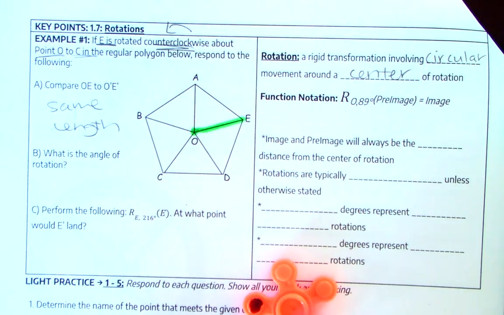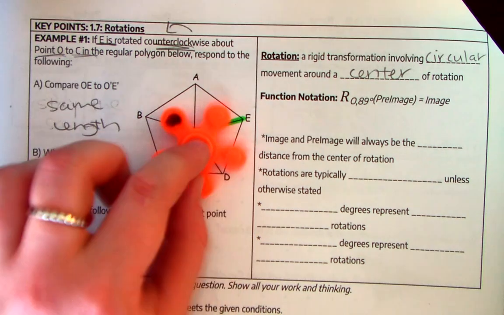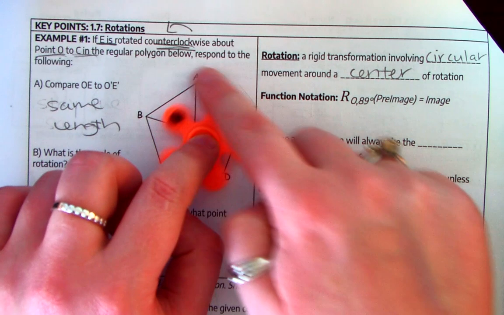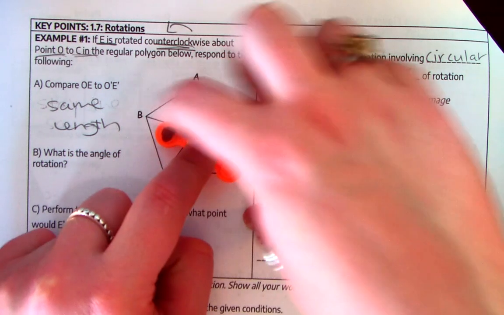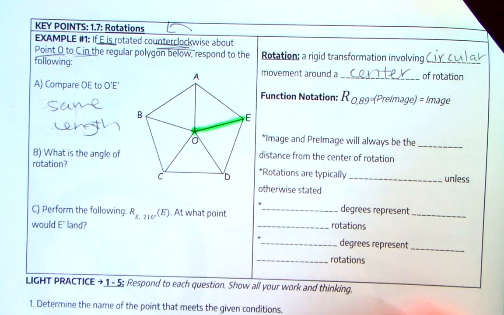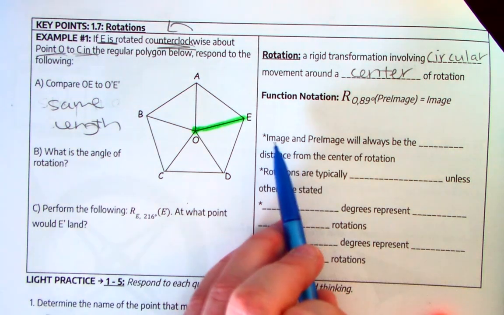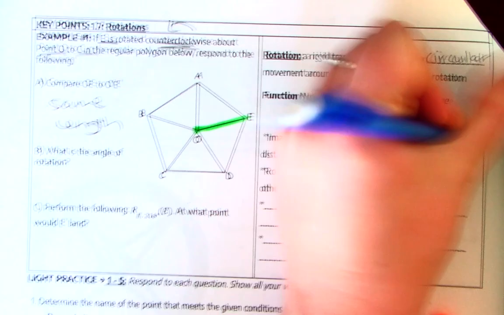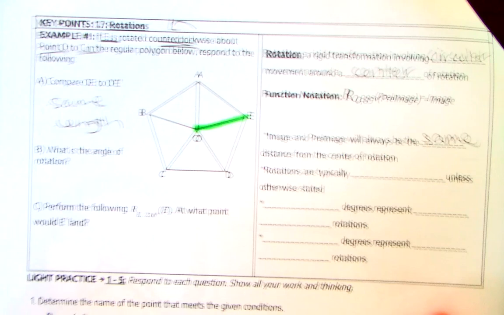Okay? When we rotate something, when I rotate this black dot E to a different spot, the distance the black dot is from that center of rotation isn't changing. Okay? So let's fill in here. The image and pre-image will always be the same distance from the center of rotation.